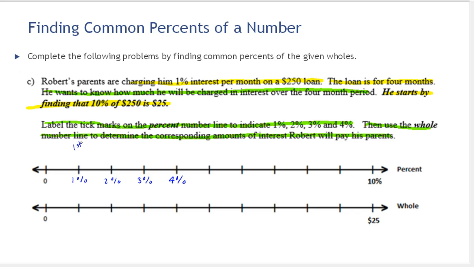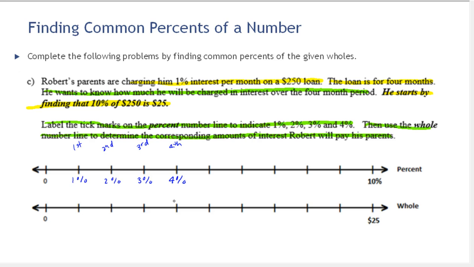Okay, so he will pay 1% interest for the first month. So he's paying 1% every month, but this is telling us the percentage that's accumulating over the months. The second month he will have paid 2% of the total loan. Then the third month, 3% in total, and the fourth month. So at the end of the fourth month, he's paid 4%, 1% per month for 4 months, and this value will tell us how much interest he needs to pay his parents.